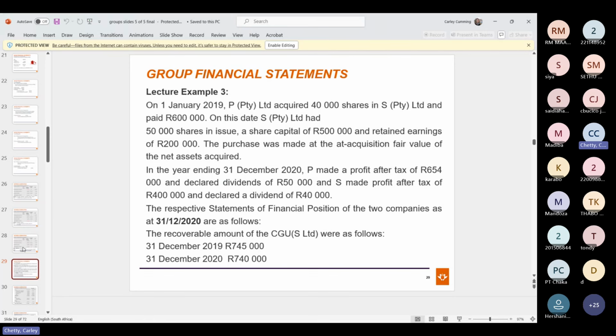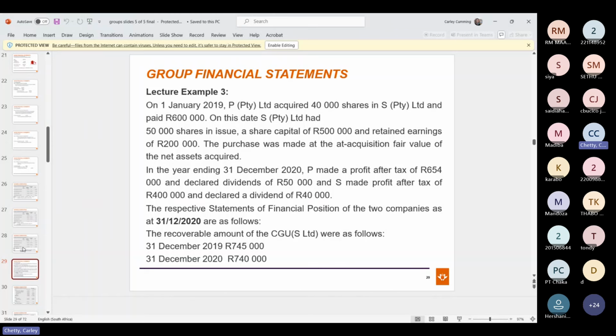Let's now move on to example three. So in example three, on slide 29, we again have another scenario where we need to do all of the calculations. On 1st of January 2019, P acquired 40,000 shares in S and paid 600,000. So that 600,000 represents the purchase price. On this date, S had 50,000 shares in issue, a share capital of 500,000, and retained earnings of 200,000. The purchase was made at the acquisition fair value of net assets acquired.